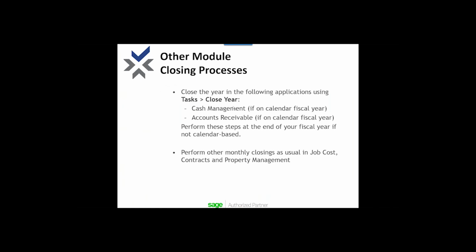Okay, closing other modules. The other modules that have a close year task. Cash management: if you have the property management module, property management users, you can post interest transactions to cash management. And so cash management stores this year, last year, next year totals for interest. So that will roll those accumulators. It'll put next year into this year and this year into last year accumulator. So that's used for rolling the interest totals.